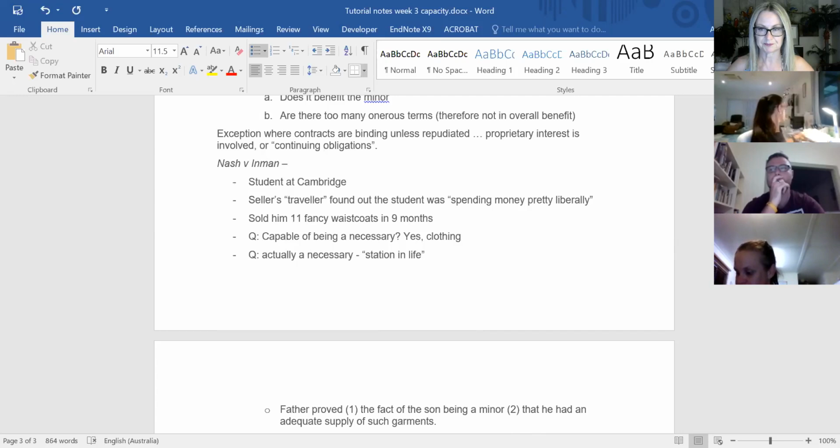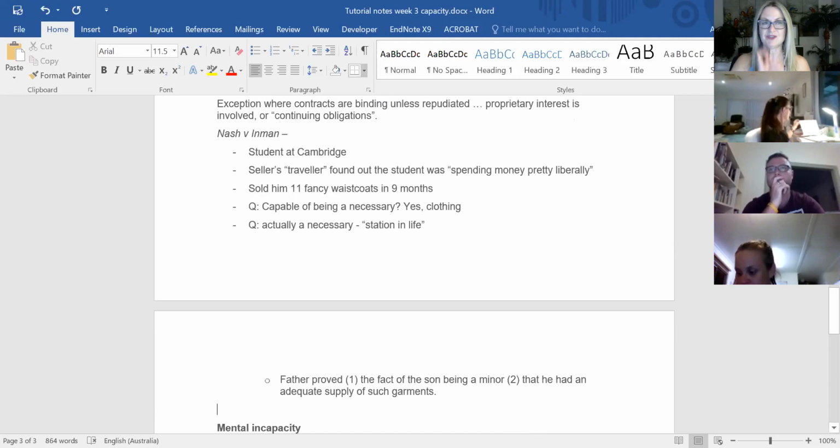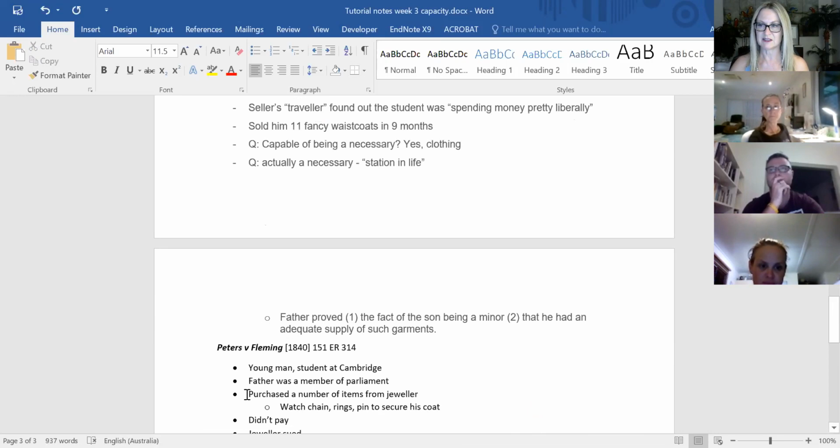There is an interesting, what I call a bookend case. And I'm not sure whether the text goes into this case. Here, I'll just do a little copy and paste, and let's just see what you think of this case. Again, very, very early case. So Nash and Inman was 1908.